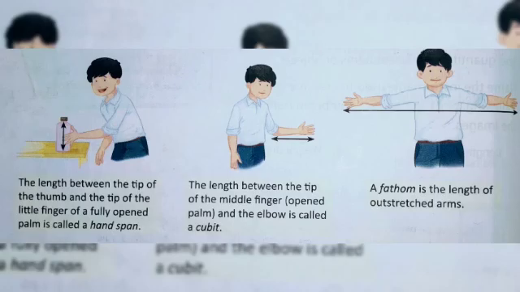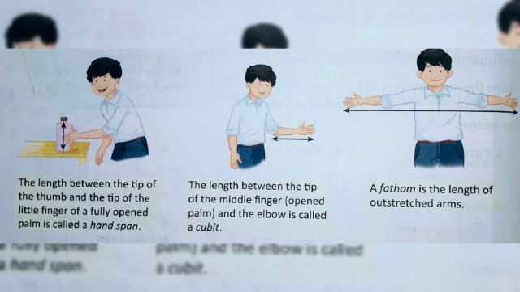Now let's learn the history of measurement. What is measurement? Measurement is the process of finding the size or quantity of something. In early times, people used different body parts such as the hand and the palm to measure length. Some of the measures used in ancient times were handspan, cubit and fathom. Look at the picture given.